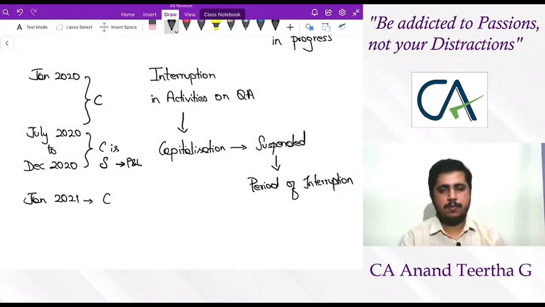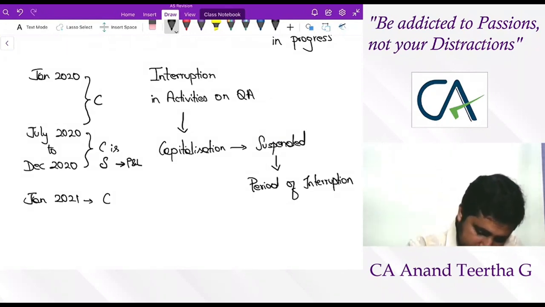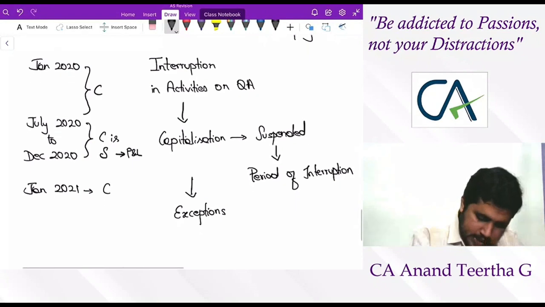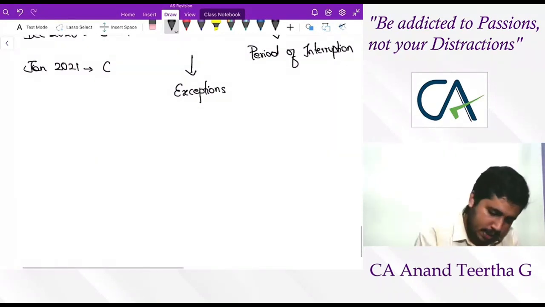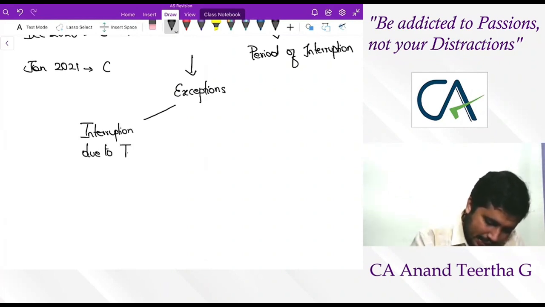Again, a question comes whether this is applicable for all the times. No, there are certain exceptions to the rule. What are the exceptions to the rule? Number one, interruption due to technical and admin work.